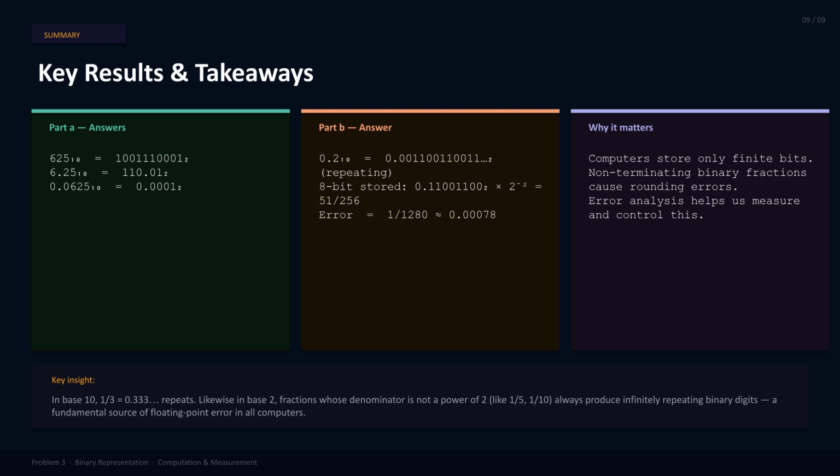The key takeaway is that non-terminating binary fractions, arising when the denominator is not a power of 2, are a fundamental source of floating point error in computers, as they only store finite bits.